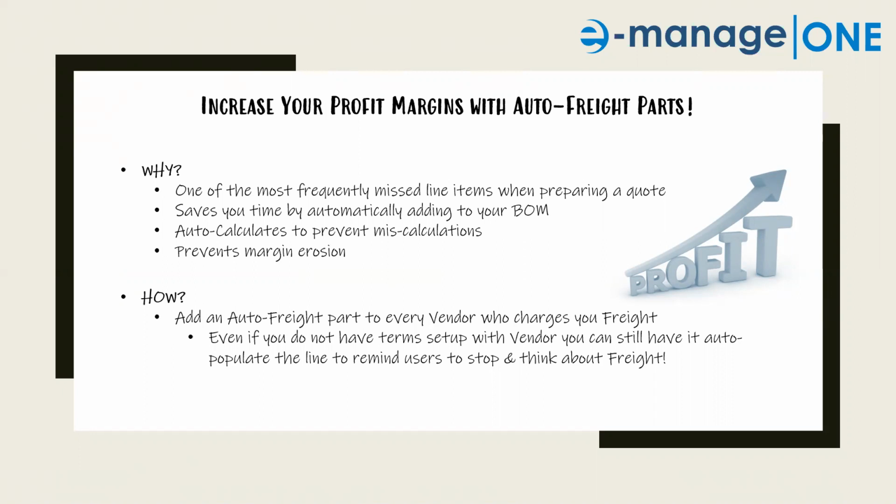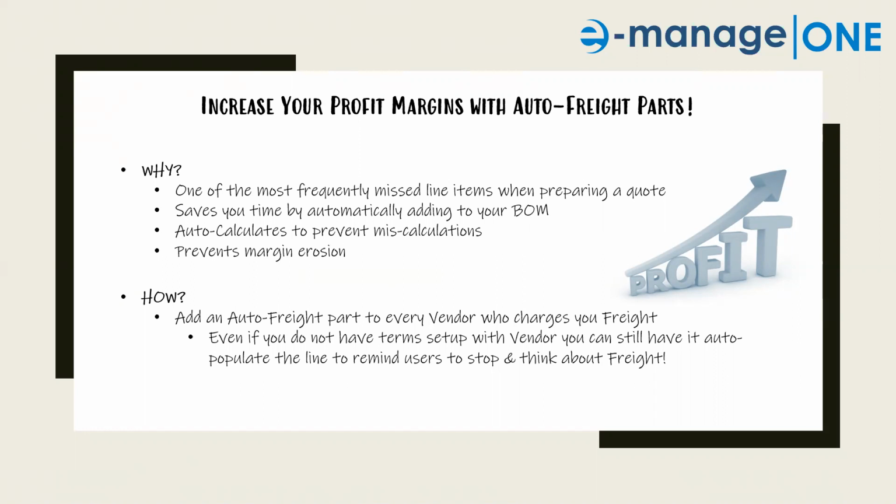Why are we doing this? Auto freight parts. One of the most frequently missed line items when preparing a quote is freight. So it immediately creates margin erosion and decreases your profit margin. It's one of the easiest things to set up in eManage, and it's fairly new. Some of you have been with us for a while and may not have your freight part set up, so we definitely encourage you to do so.